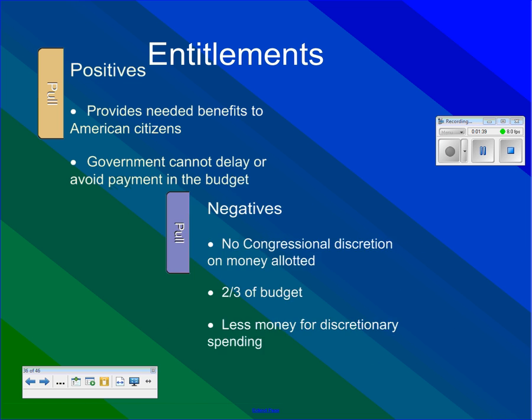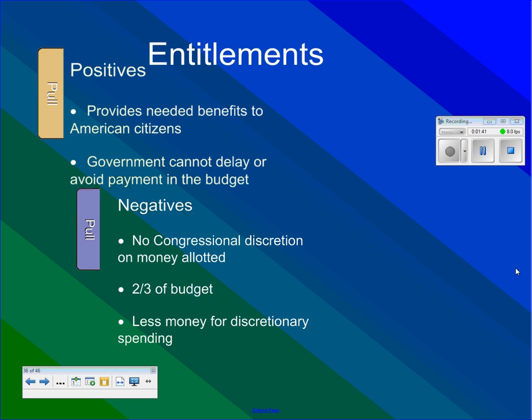As you can see, there are obviously some negatives that go along with that because Congress has no discretion. Whatever the law says is what they have to pay. Congress can't say, oh, we're going to cut Social Security by 10% this year. They'd have to pass a new law to do so.